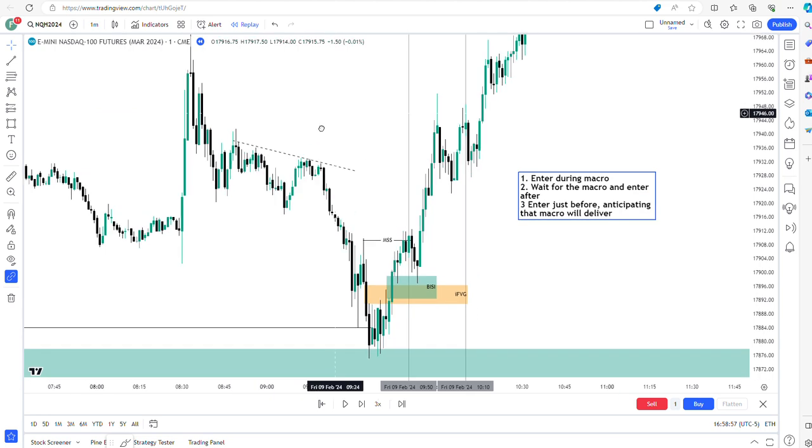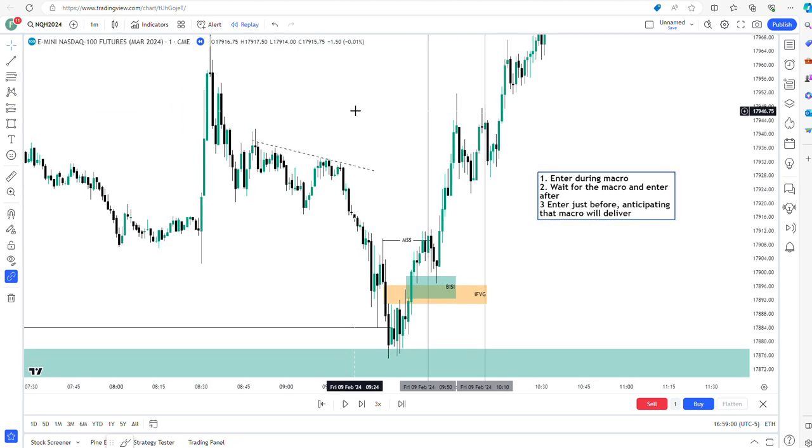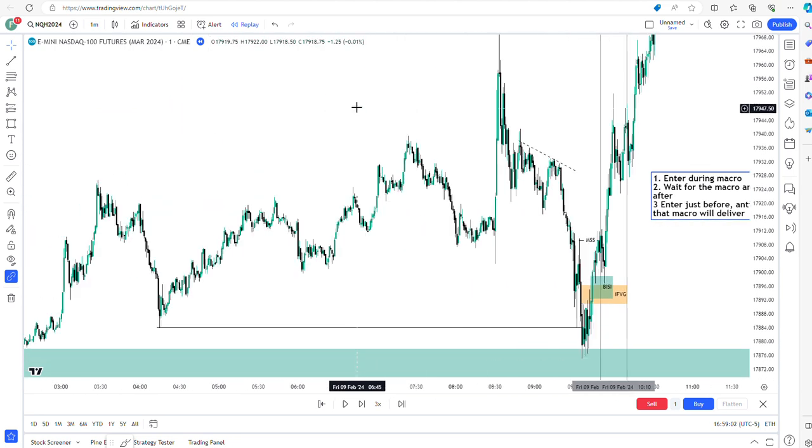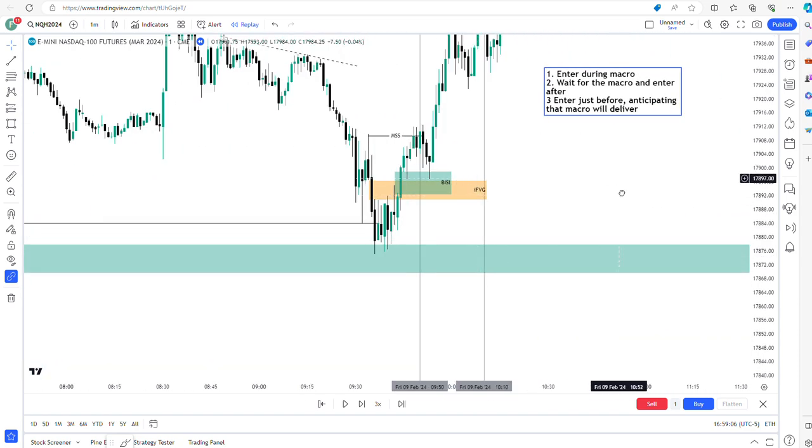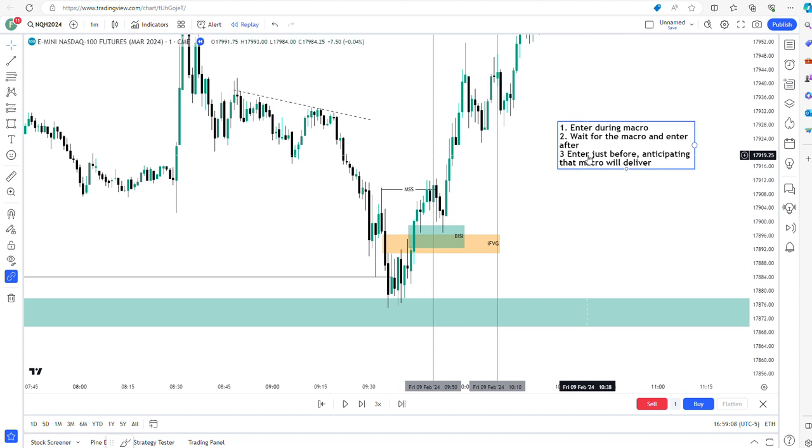This is one of those trades where we know we're bullish on a larger time frame. We know we've taken that important liquidity, we've tapped into a higher time frame PD array, and now we're entering just before the macro, anticipating that the macro will deliver. So you could have entered here from this return or from the macro. So I guess in this case we cover point number 3 and point number 1, right?